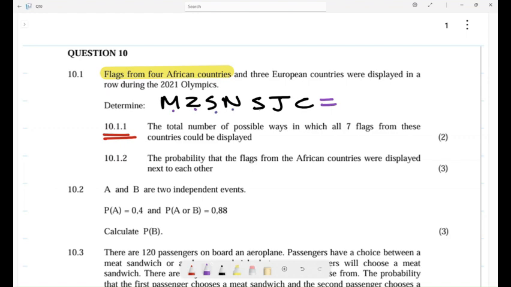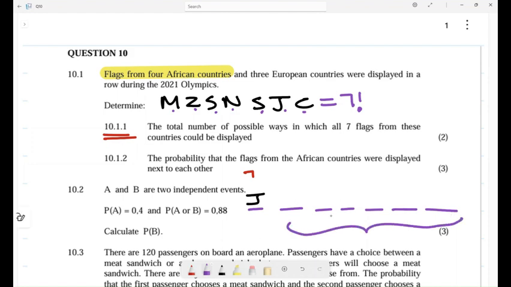So if you have that case, how many flags are there? 1, 2, 3, 4, 5, 6, 7. So you are going to say it is 7 factorial. Why am I saying 7 factorial? Let me do this. 1, 2, 3, 4, 5, 6, 7. If I put Japan here, in position number 7, how many slots are left? How many countries are left?